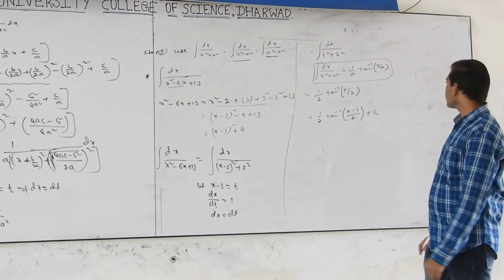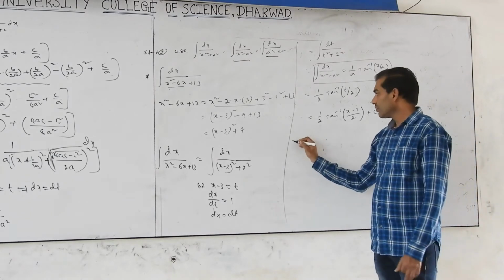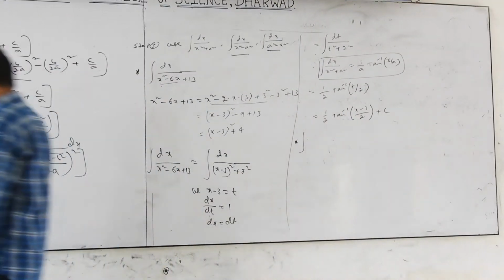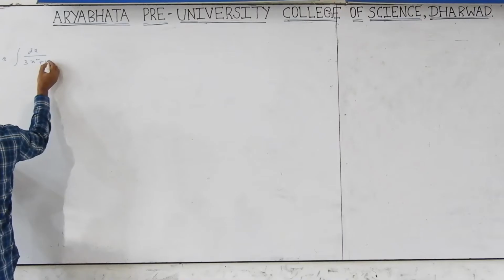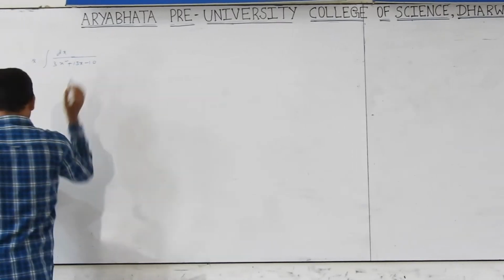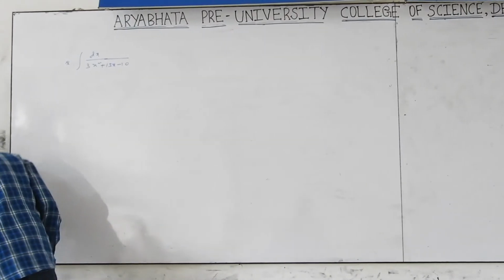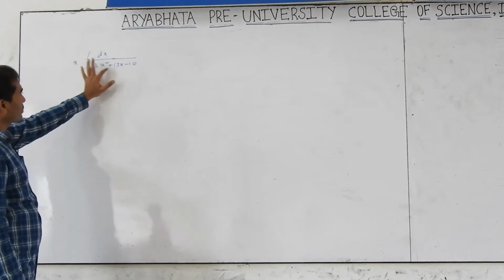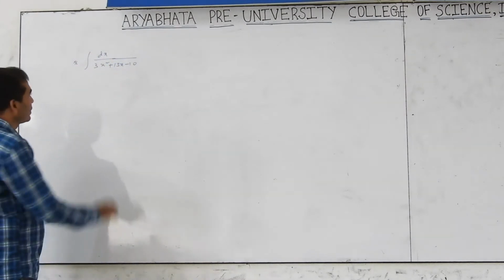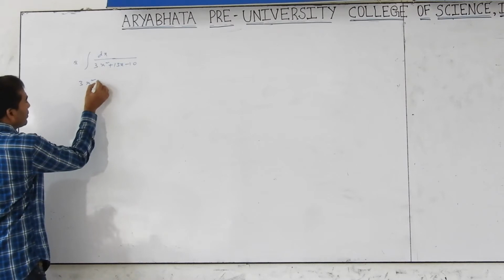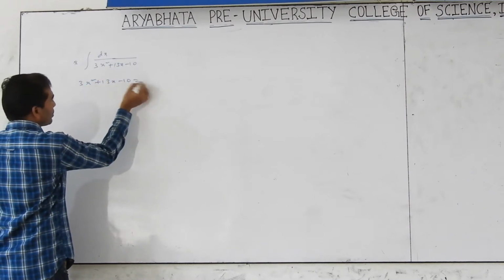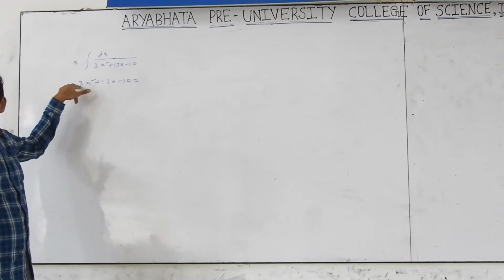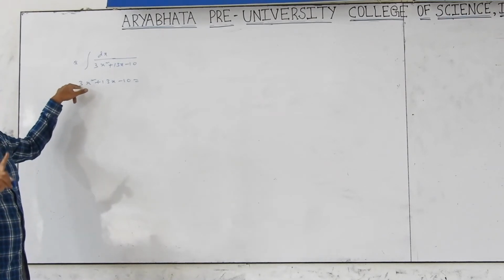Are you following? Next, one more question. Integration of dx by 3x square plus 13x minus 10. So this is in the form of 1 by ax square plus bx plus c. 3x square plus 13x minus 10 equals, what should we take common? 3, because the coefficient of x square should be made 1.